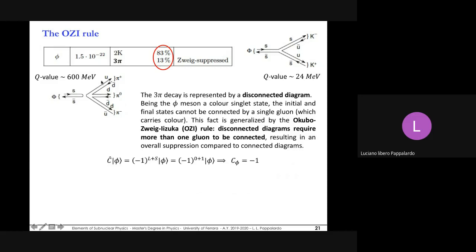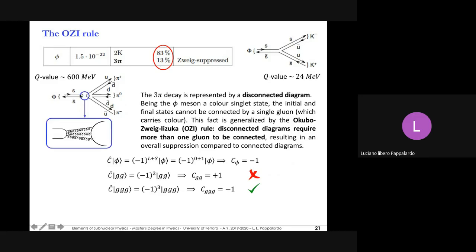What about now the charge conjugation of the exchanged gluons? Suppose we exchange two gluons. If you remember, gauge bosons are eigenstates with eigenvalue -1. So if you have two gluons, it is (-1) squared, which is +1. If you connected these two half diagrams with two gluons, you would violate charge conjugation conservation. What about three gluons? In this case you get (-1) cubed, so you get the proper sign, -1. That means that indeed this decay can proceed with at least the exchange of three gluons.